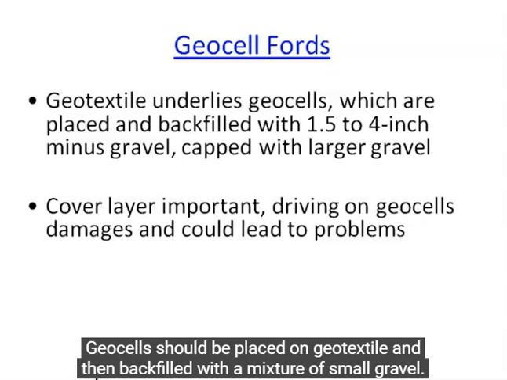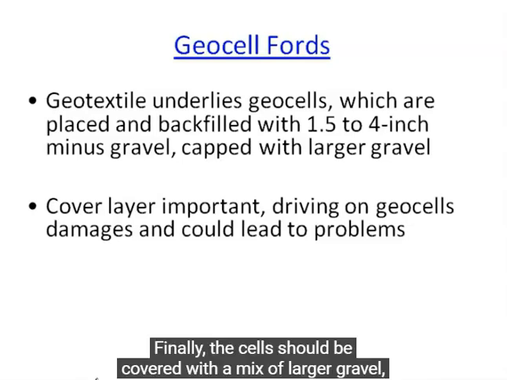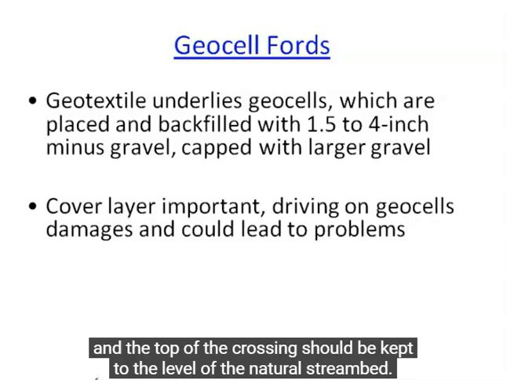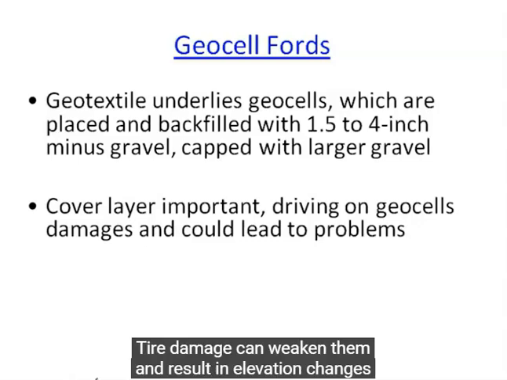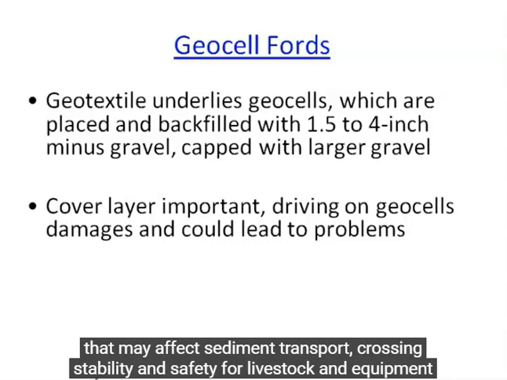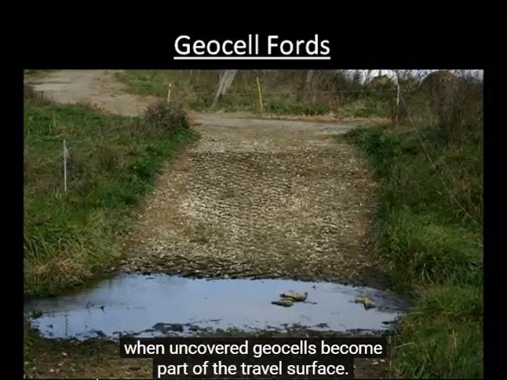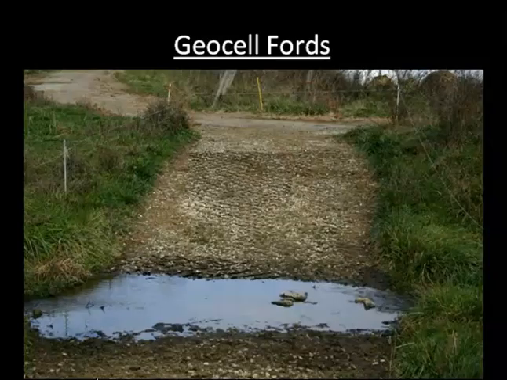Geocells should be placed on geotextile and then backfilled with a mixture of small gravel. Finally, the cells should be covered with a mix of larger gravel, and the top of the crossing should be kept to the level of the natural stream bed. Keeping a cover layer on the cells is important. Tire damage can weaken them and result in elevation changes that may affect sediment transport, crossing stability, and safety for livestock and equipment when uncovered geocells become part of the travel surface.